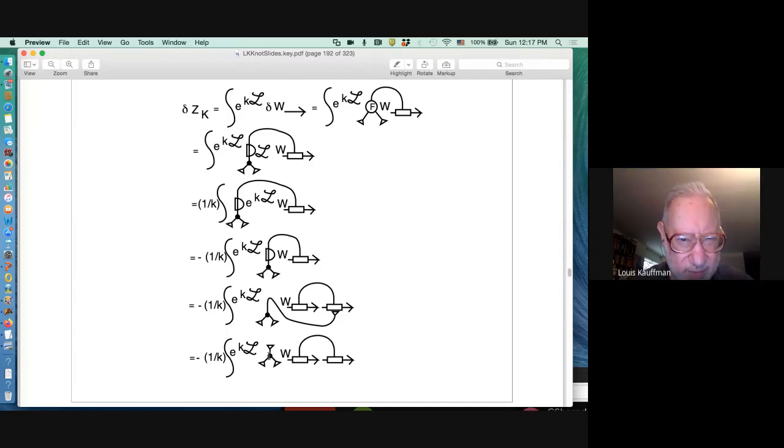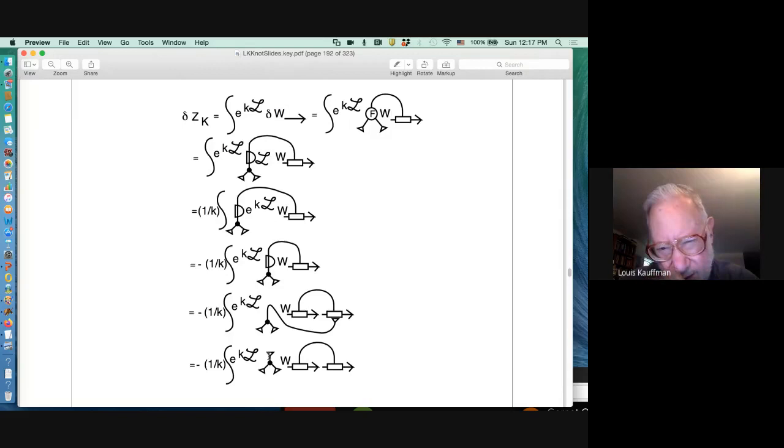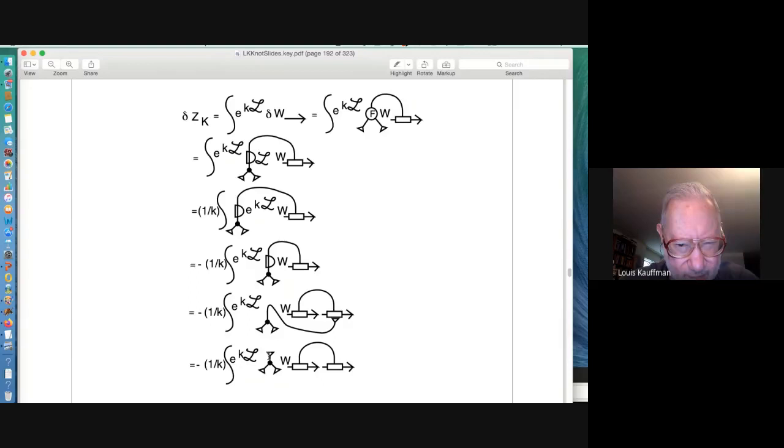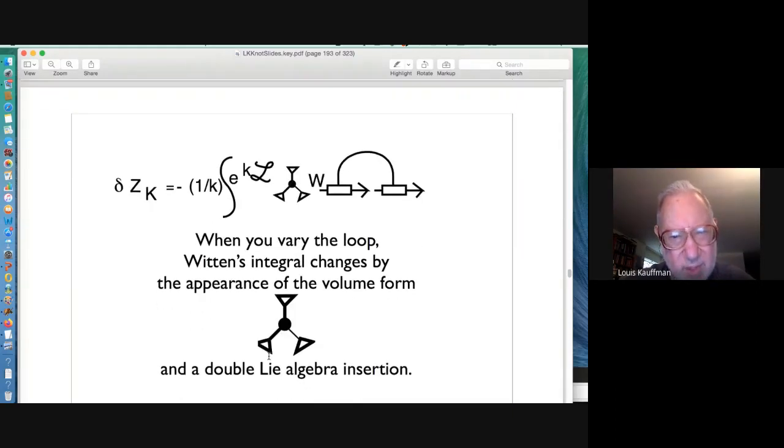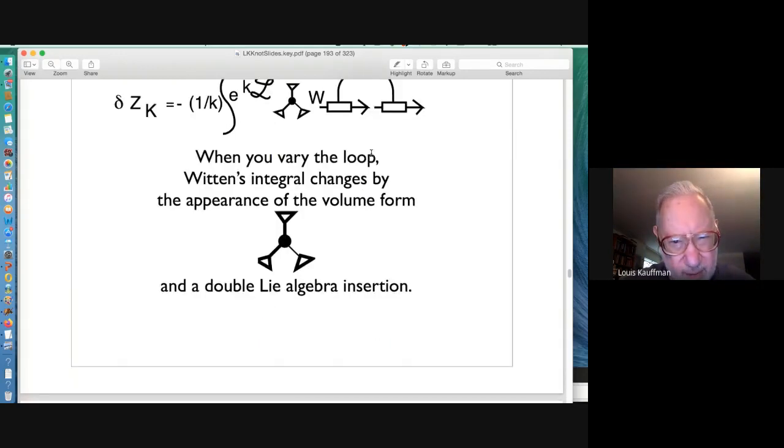So that's what I wanted to show you, how one can look at this in a very elementary way and keep track of all the indices with some diagrams, which I find useful for myself, because otherwise we would have a bunch of formulas here with lots and lots of indices, and it wouldn't be so easy to locate the themes of it. So when you vary the loop, the Witten integral changes by the appearance of a volume form and a double Lie algebra insertion. The double Lie algebra insertion is very interesting, but I think we won't worry about it right now.